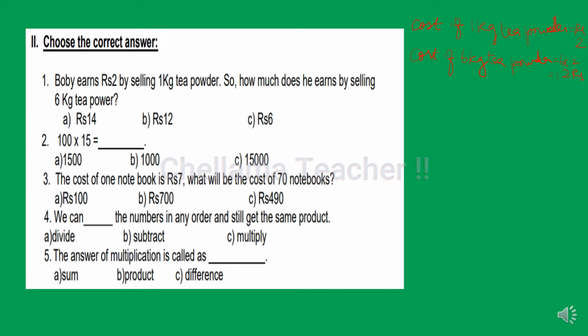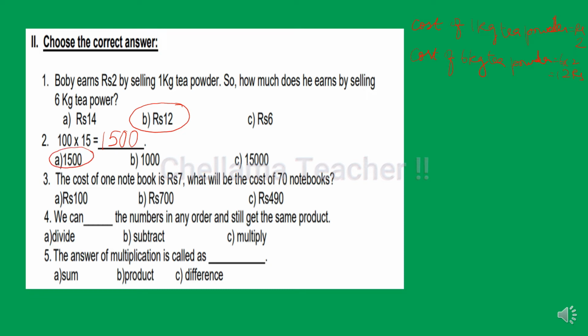See, for one given, many asked, so it should be multiplication. So we did multiplication. The correct answer is ₹12. Question number 2, 100 into 15. When we multiply any number by 100, the answer is the same number and 2 zeros at its right. So 1500, option A is the correct answer.